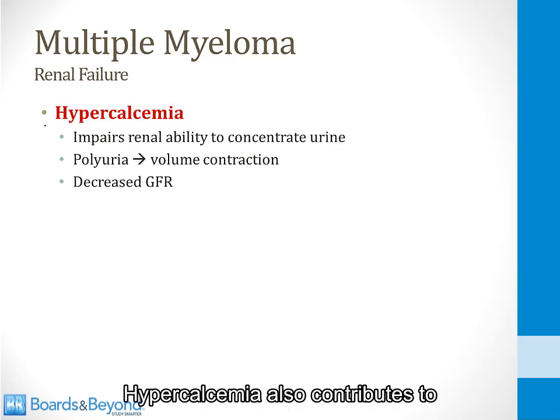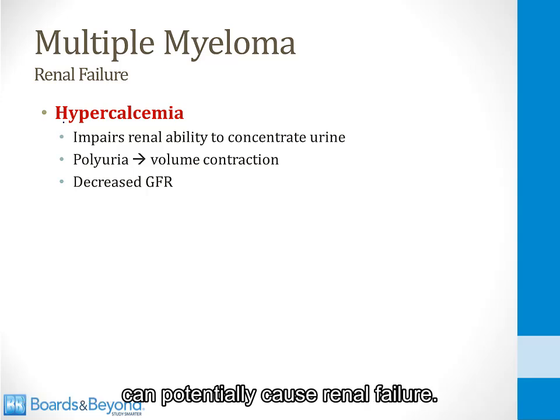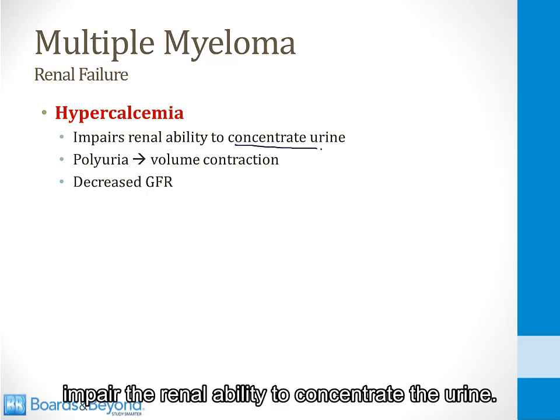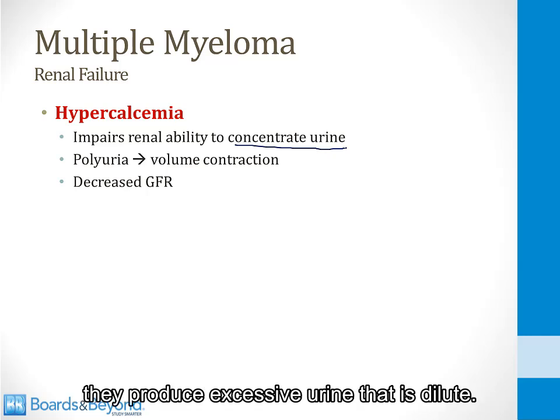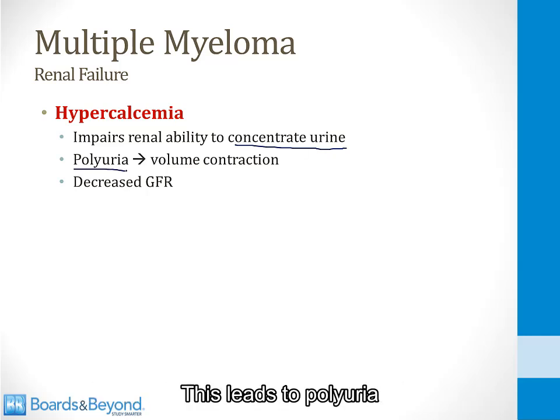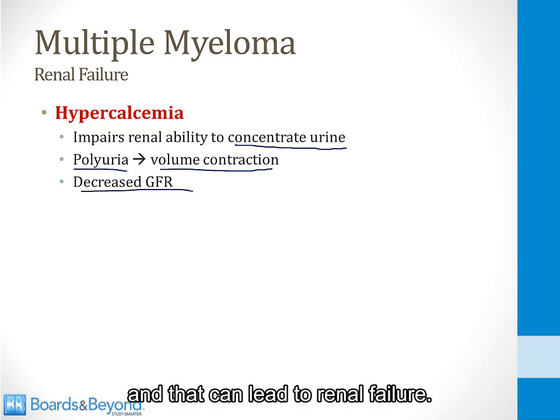Hypercalcemia also contributes to the renal failure in multiple myeloma. Hypercalcemia of any cause, including multiple myeloma, can potentially cause renal failure. That's because high calcium levels impair the renal ability to concentrate the urine. When the kidneys cannot concentrate the urine, they produce excessive urine that is dilute. This leads to polyuria and volume contraction. That lowers the GFR, and that can lead to renal failure.